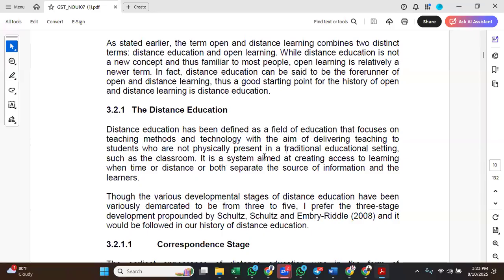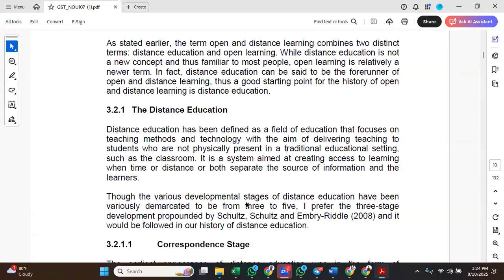So it is a system aimed at creating access to learning when time or distance or both separate the source of information and the learners. So distance education is a system of learning where time and space separate both the learner and the instructor or the teacher. So both you that are receiving the information and the person giving the information, that is both the source and the receiver, might not be in the same space and the same time.